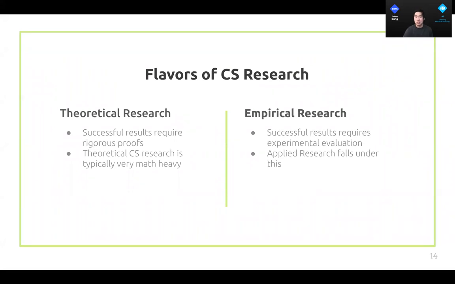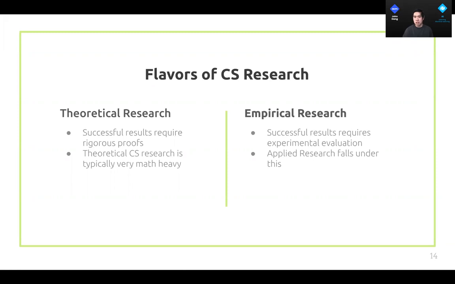So a lot of the time, if you read theoretical computer science papers, they will actually look like a math research paper, because there's no code, and no mention of them actually running the algorithm empirically on a real computer. So there's a lot of overlap between math and computer science research when it comes to theoretical research. On the other hand, there's empirical research.